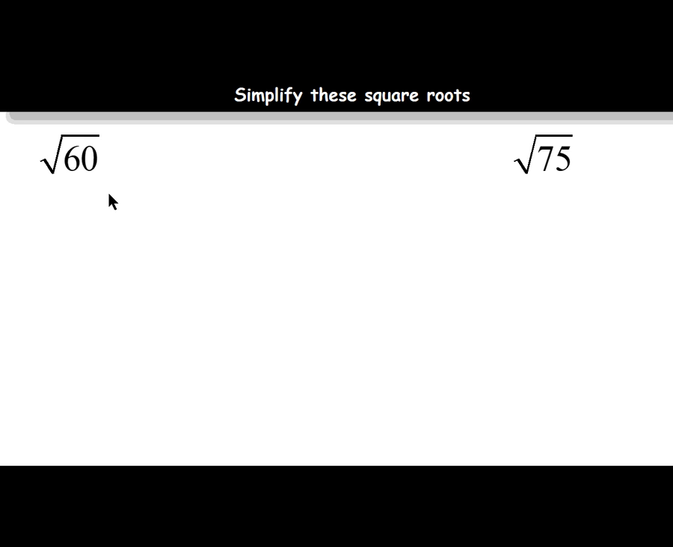So take a moment and try to break down the square root of 60. Start by making a factor tree, what numbers multiply to 60, and then break those numbers up until you can't break them up any further, and then look for pairs. Anytime you find 2 of the same number, they come out of the square root.